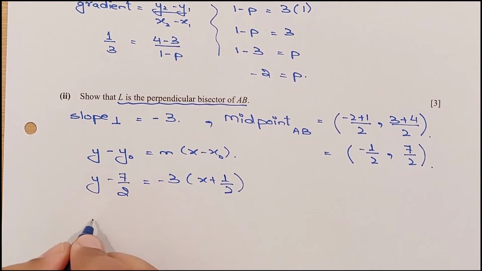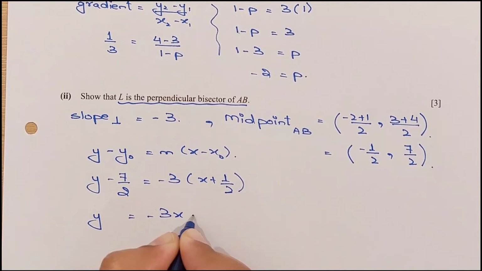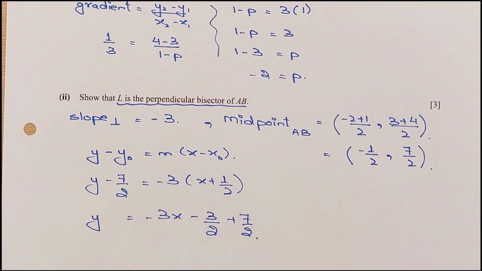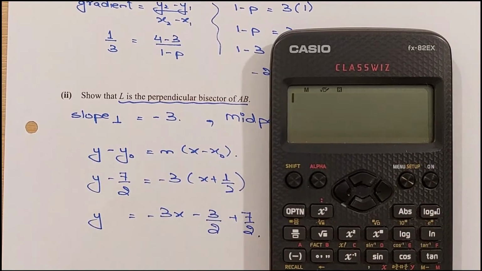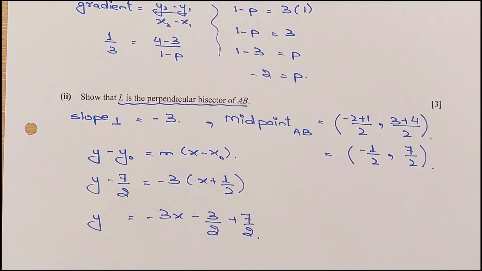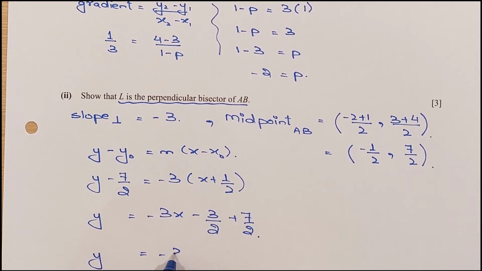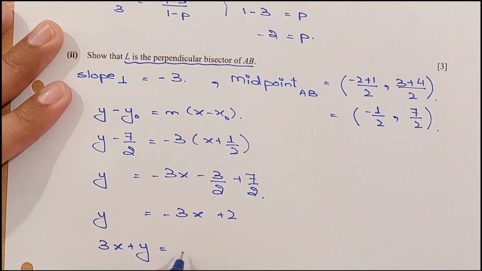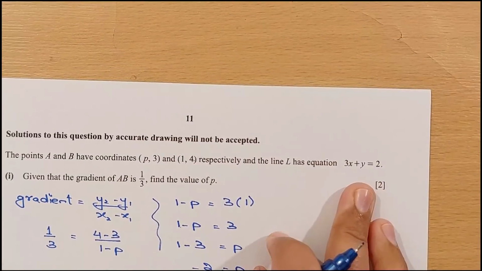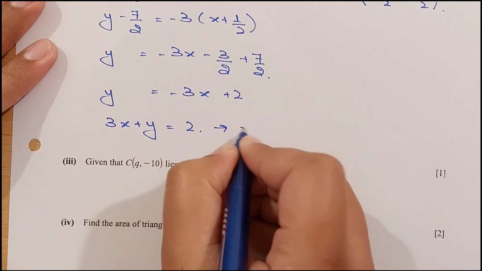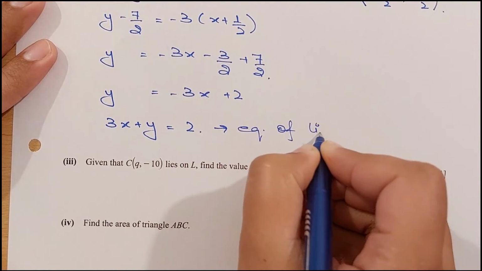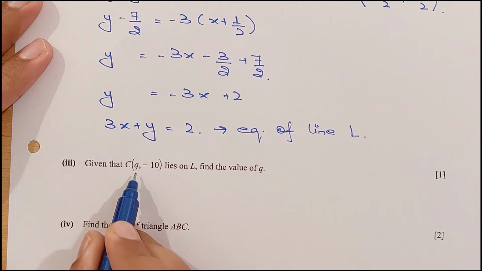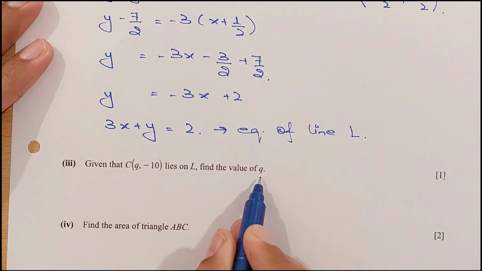So we have to solve for y. y equals minus 3x minus 3 by 2 plus 7 by 2. So 7 minus 3 divided by 2 is just 2. So y equals minus 3x plus 2, or 3x plus y equals 2. So this is the exact same equation of line. This is the equation of line L, so we can say L is the perpendicular bisector of AB. Now for part 3, given that C equals (q, minus 10) lies on the line L, find the coordinates of q.